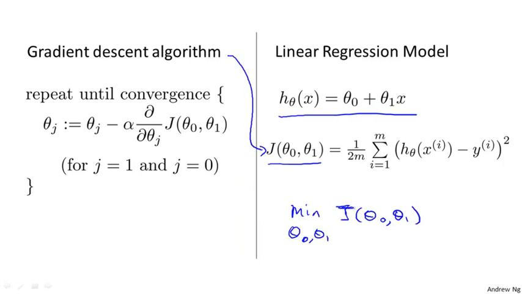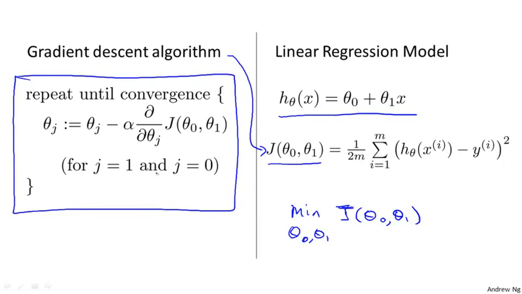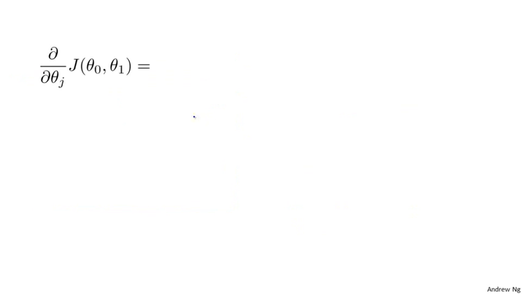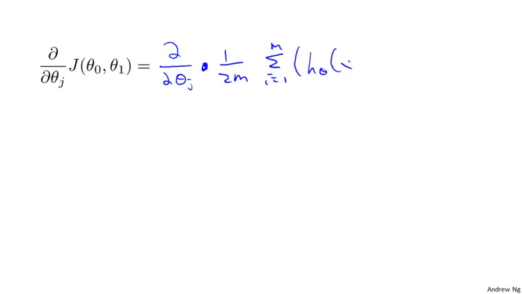Now, in order to apply gradient descent, in order to write this piece of code, the key term we need is this derivative term over here. So you need to figure out what this partial derivative term is, and plugging in the definition of the cost function J, this turns out to be this, sum from i equals 1 through m of this squared error cost function term. And all I did here was plug in the definition of the cost function there.